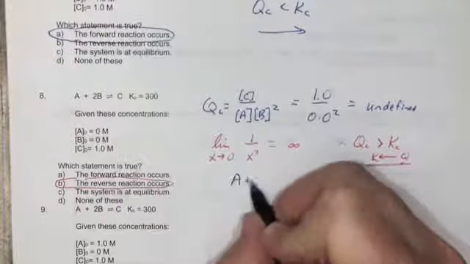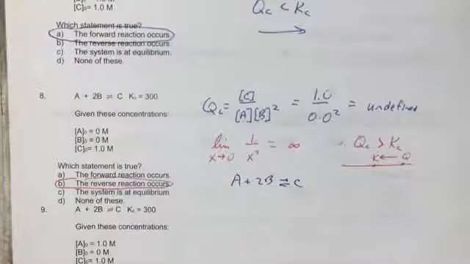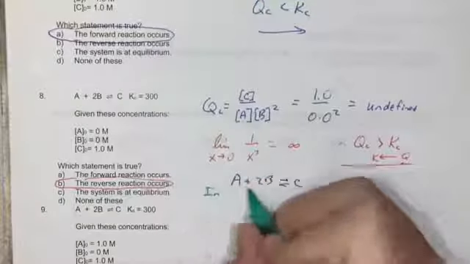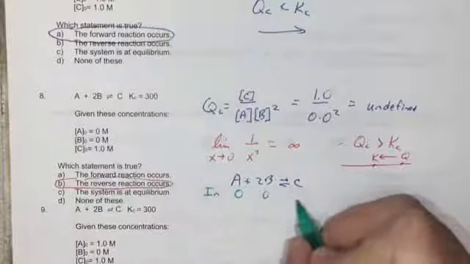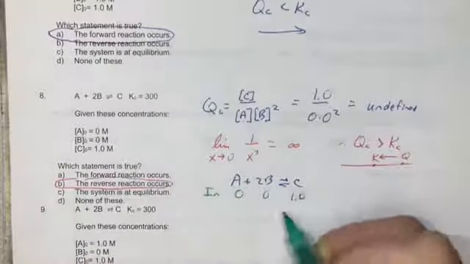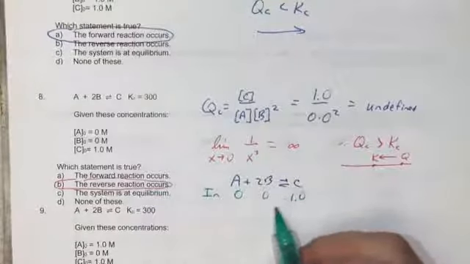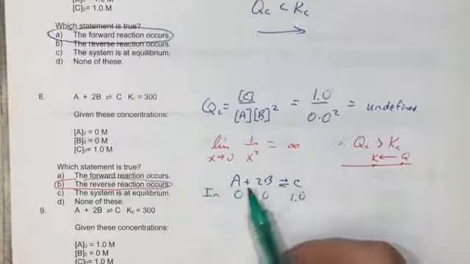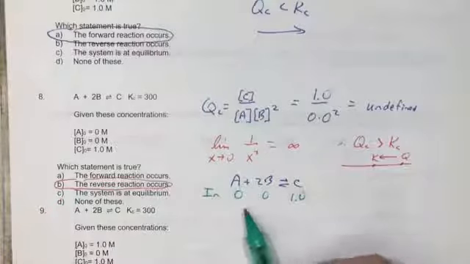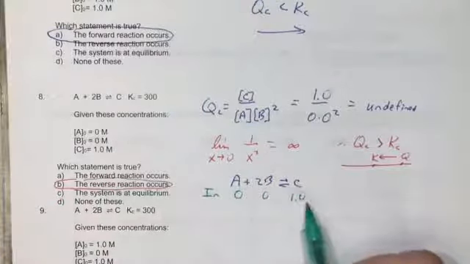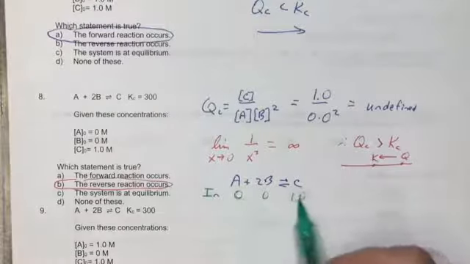Let's look at it this way. Let's write the equilibrium: A plus 2B in equilibrium with C. And let's write our initial concentrations. The initial concentration of A is 0. The initial concentration of B is 0. The initial concentration of C is 1. Anytime you're at equilibrium, every equilibrium system contains some of each reactant and product. You will never have 0 of something if there's an equilibrium. So how can I get some of every reactant and product?